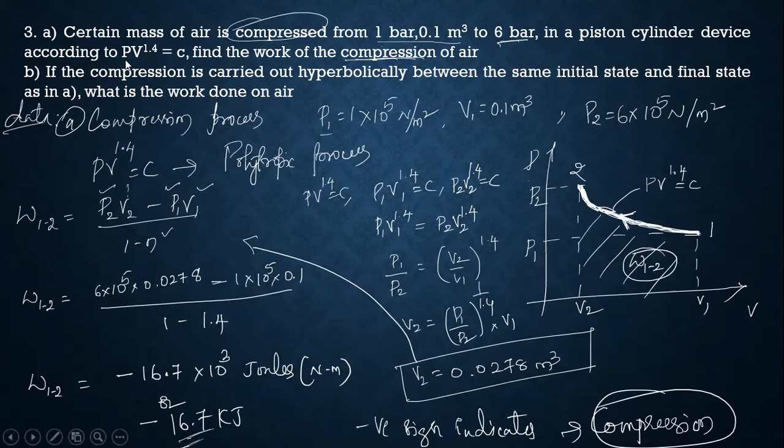This is question A, where it follows PV to the power of 1.4 is equal to constant. Next, question B. If the compression is carried out hyperbolically, now this is a new term for you, hyperbolically. I already said another name for isothermal process is hyperbolic process. Therefore, given it is an isothermal process. Between the same initial state and final state as in A, what is the work done?